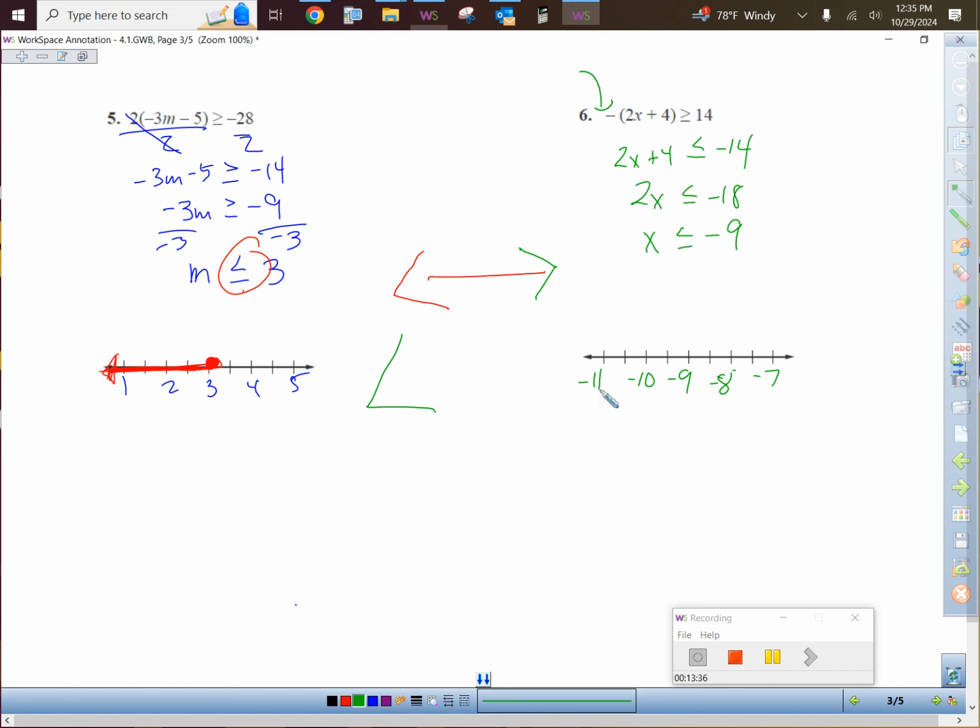So, open dot or closed dot? Closed dot. To the left or to the right? To the left, to the left, to the left, to the left. Cool with that? Or did I mess up? Is that all right? Sometimes I mess up. Nice.